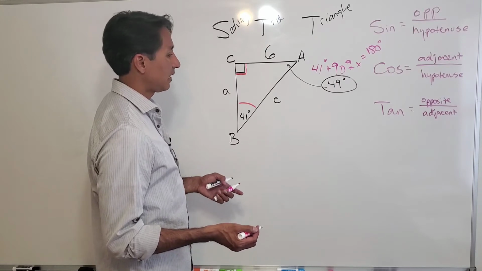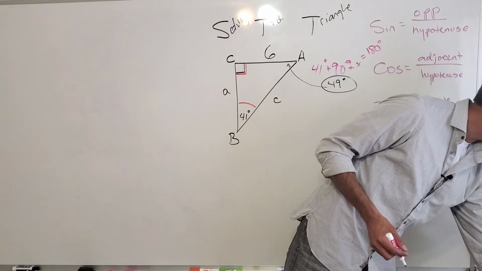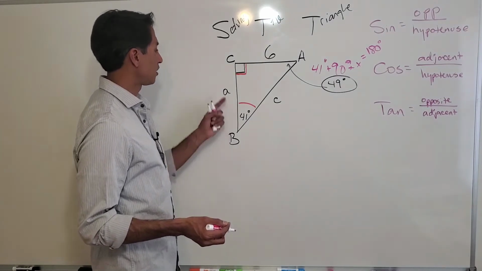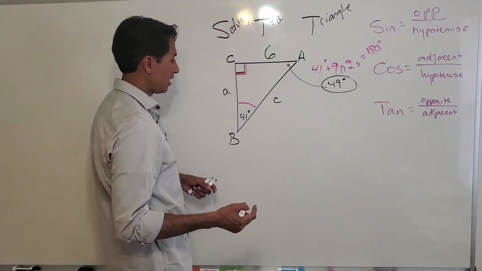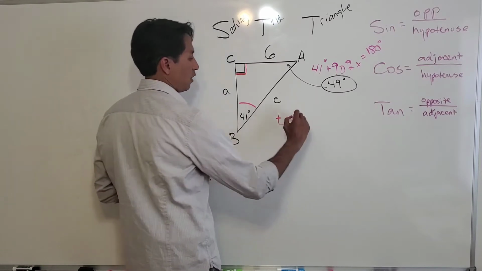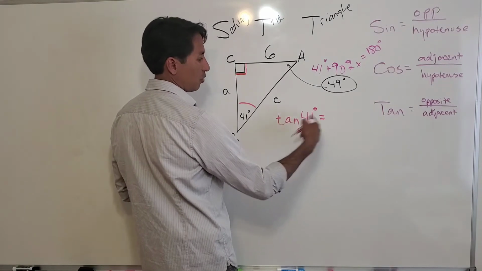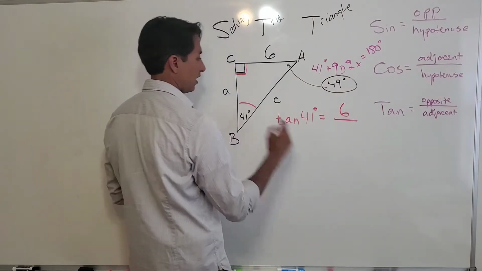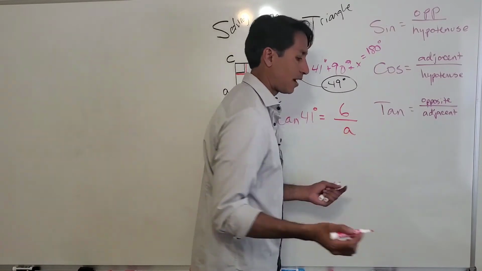Let's see here. I want to make sure I'm doing it the way the book did it. It looks like they're going to do the opposite over the adjacent to solve for A first. So, to solve for opposite and adjacent, I'm going to use 41 degrees. I'm going to say tangent of 41 degrees is equal to opposite over adjacent. Can I use A? Yes. Can I use X? Yes. It really doesn't matter what you use.